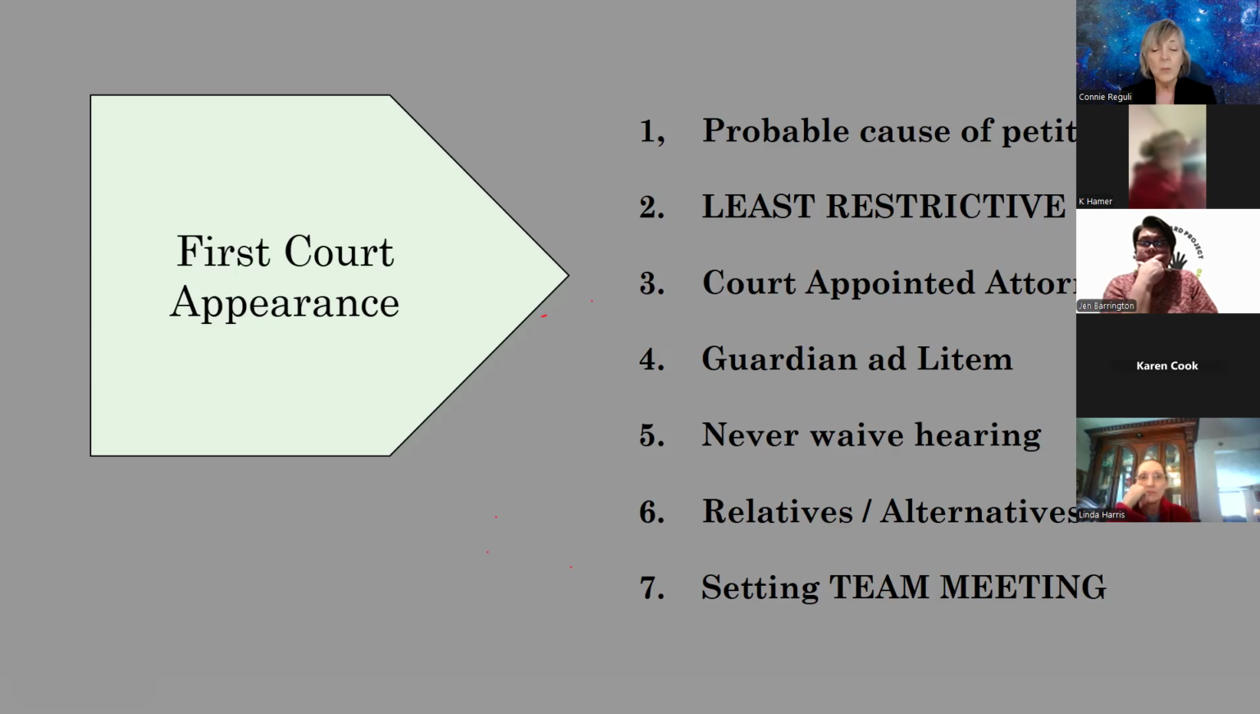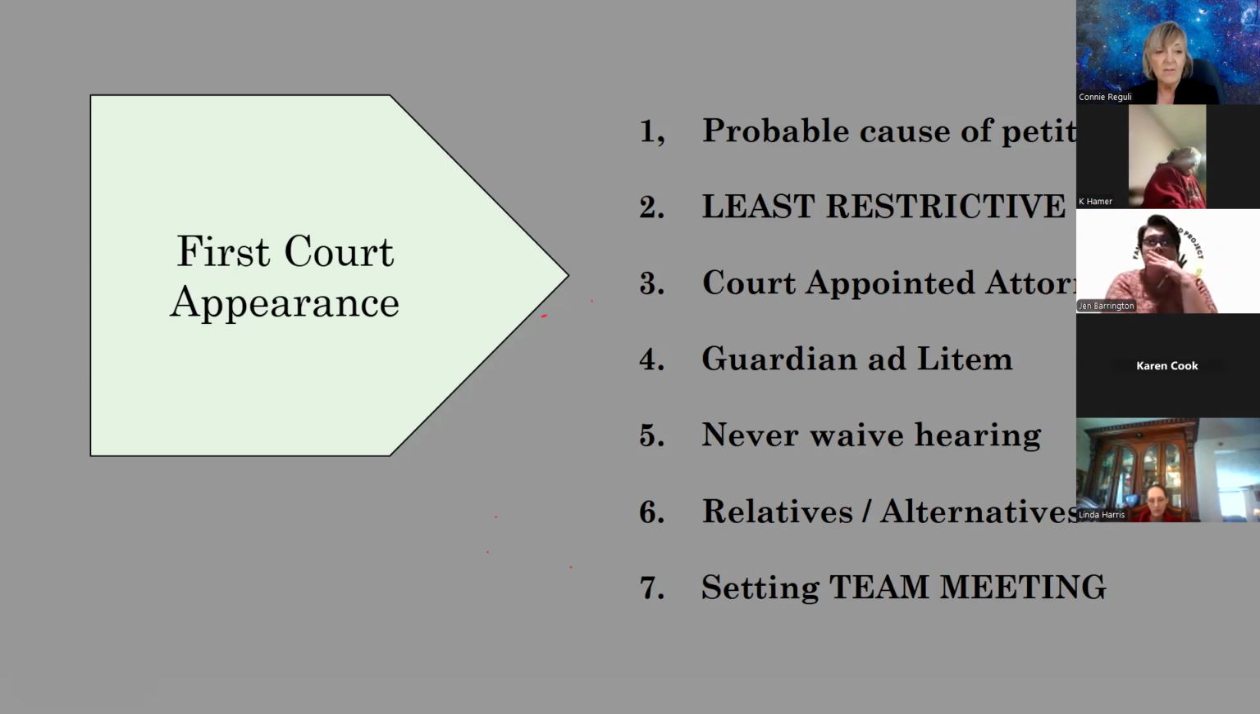The relatives and alternatives to placement needs to always be reoccurring and forethought, and it needs to be pushed into the record over and over and over. And if they deny somebody once, because they love to deny relatives and alternative placements, just ask again and ask why. Why are they being blocked? Why can they not do it?